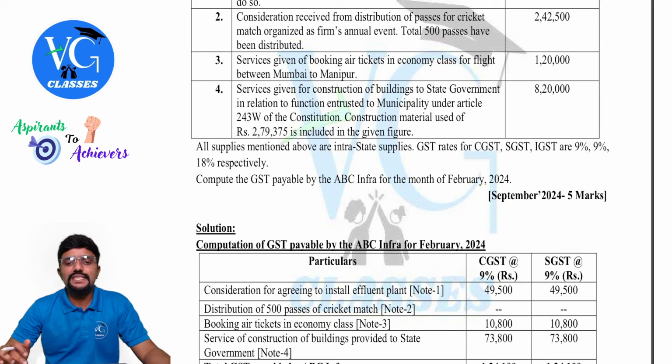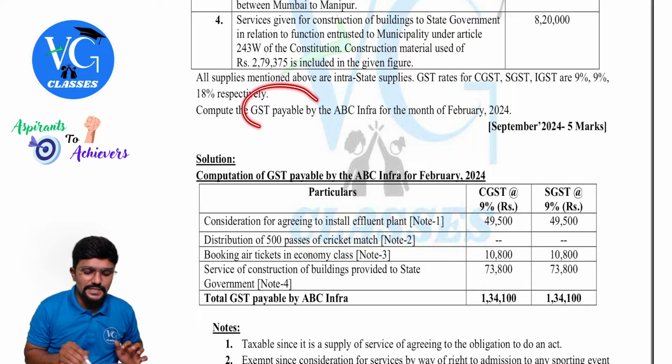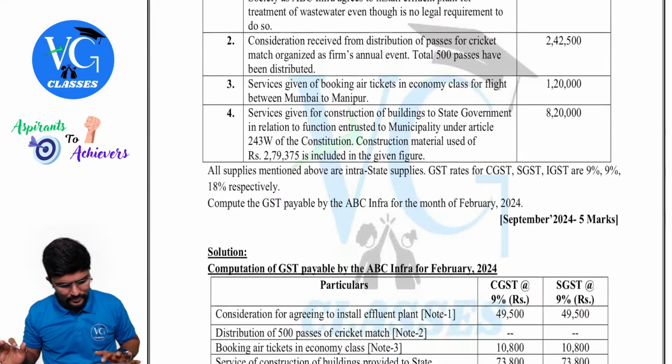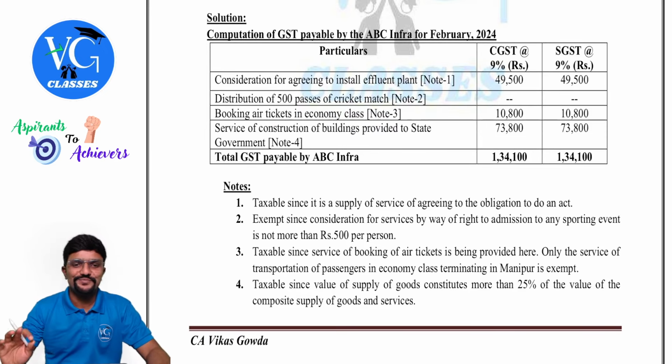GST rates for CGST, SGST and IGST are 9, 9 and 18% respectively. We are supposed to calculate GST payable. Only outward supplies are given. Only outward supplies. Okay, let us see quickly. Small question, small answer also.